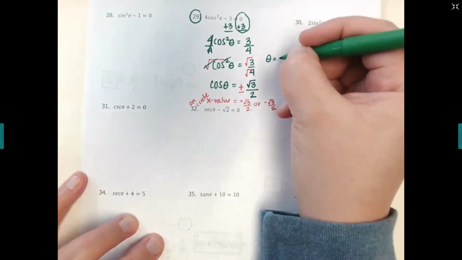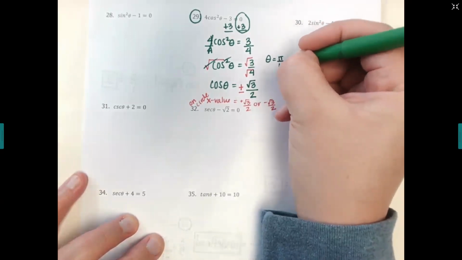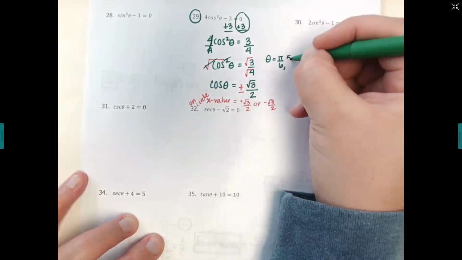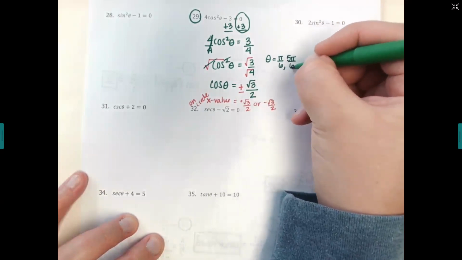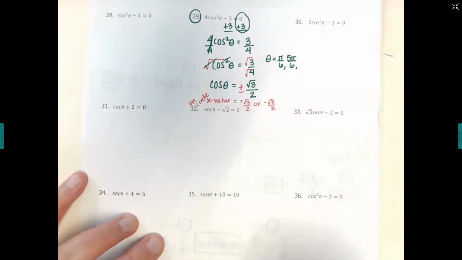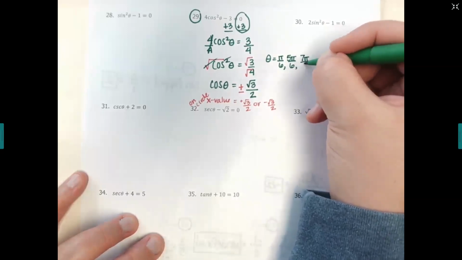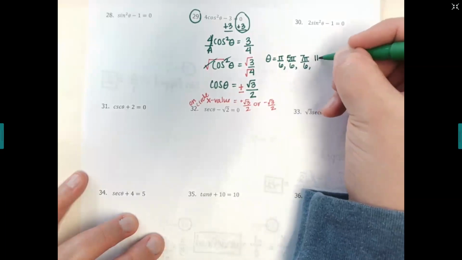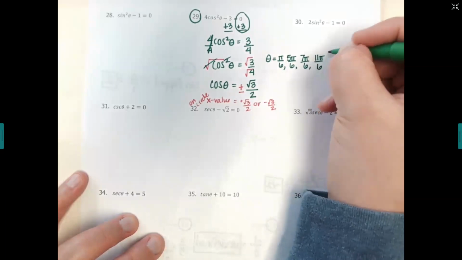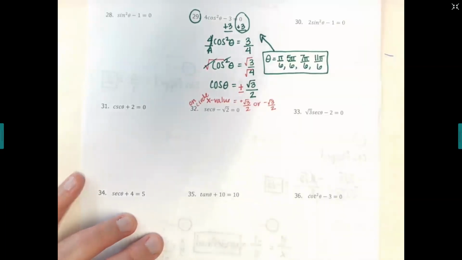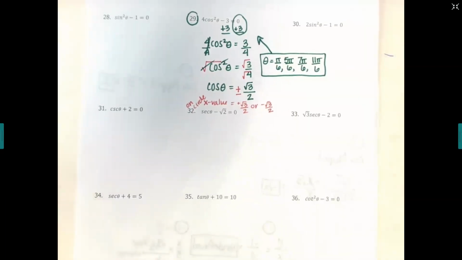Pi over 6. Okay, what else? Quadrant 2, what would I get? Okay, 5 pi over 6. Hopefully you wrote smaller than me. Next one. 7 pi over 6, and then the last one. 11 pi over 6. Okay, those answers go with number 20.